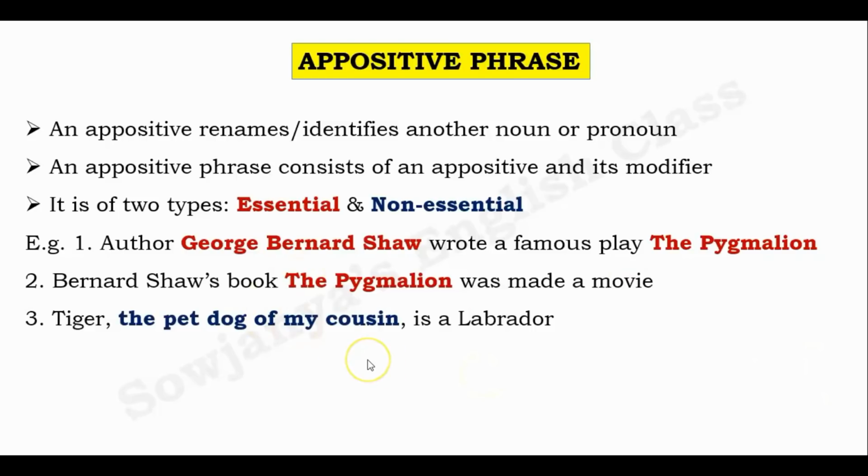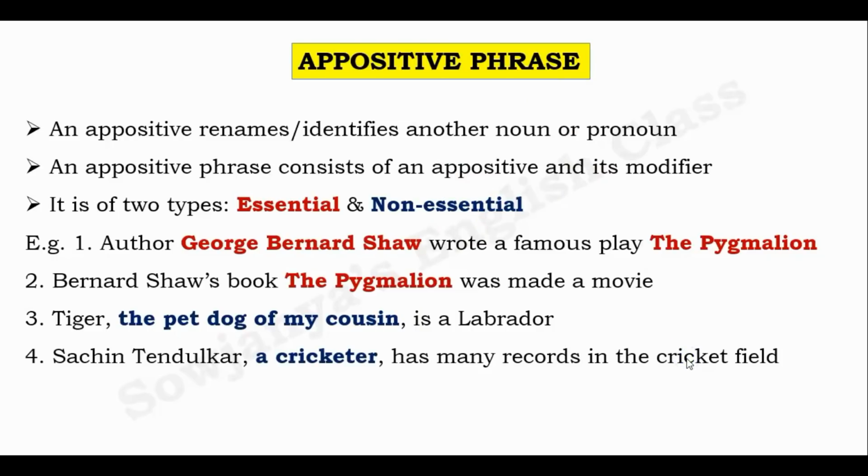Tiger, the pet dog of my cousin, is a Labrador. By looking at this Labrador, it is a species of dogs, we all know that. Even though I mentioned tiger, you immediately understand it as a dog because of the name of the species over here. So, the pet dog of my cousin becomes a non-essential appositive phrase. Okay, additional information.